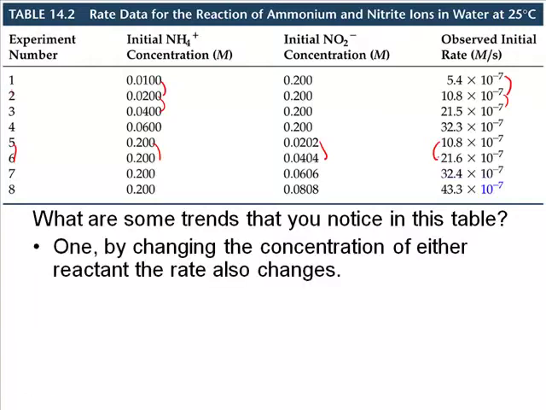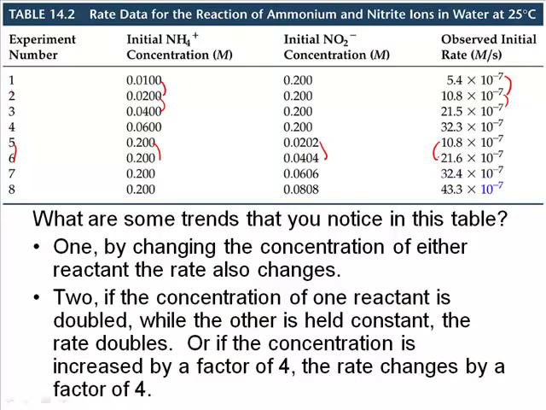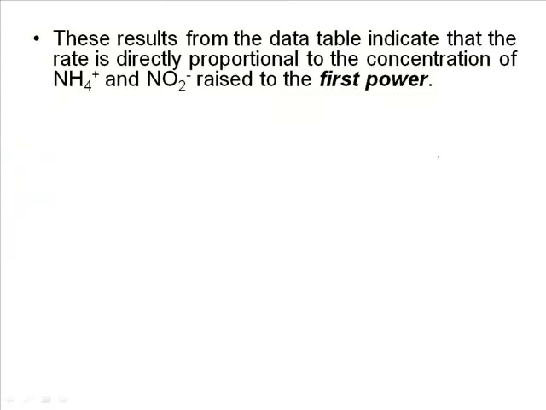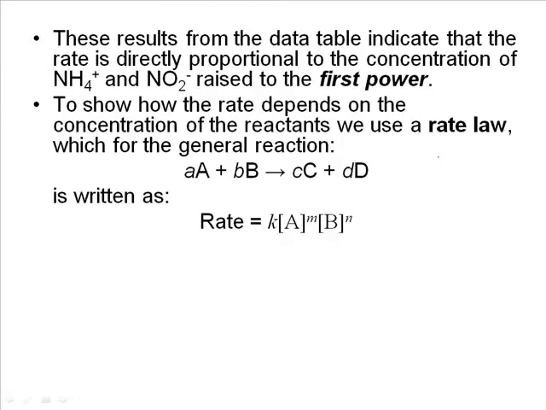So there's definitely some trends there. By changing the concentration of either of the reactants, in this case, if one is held constant while the other is doubled, the rate doubles. Now that is not always the case. Sometimes we'll see different data that shows that. Here, let's just get right to it.